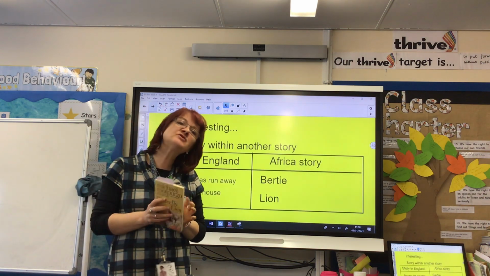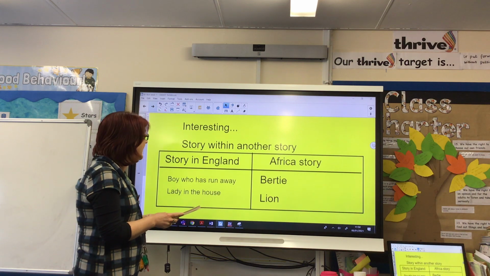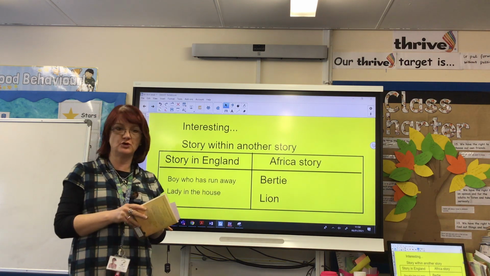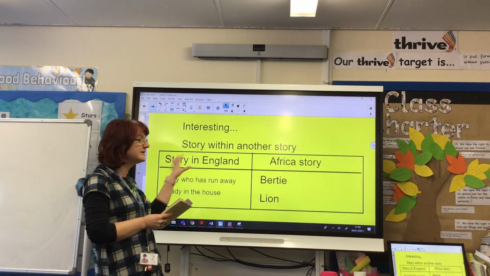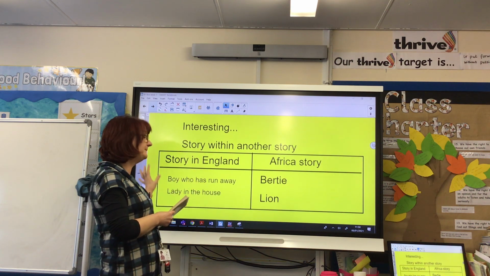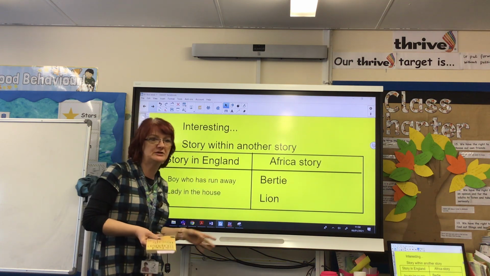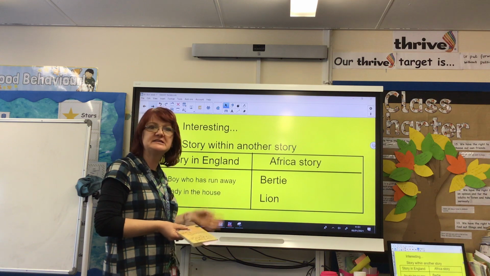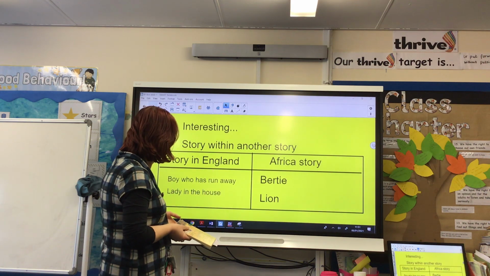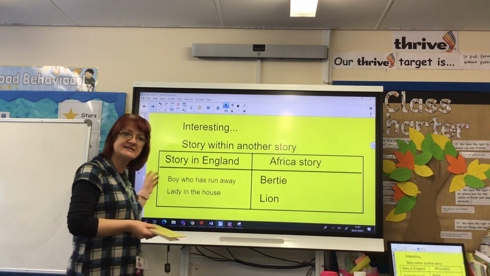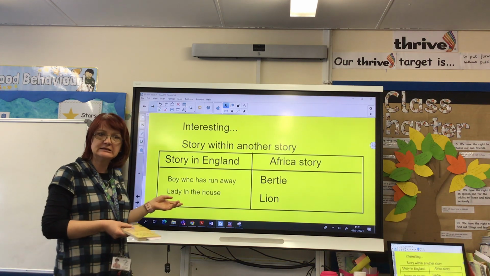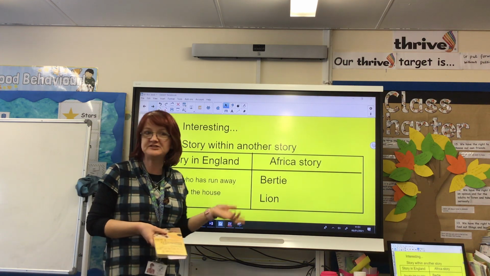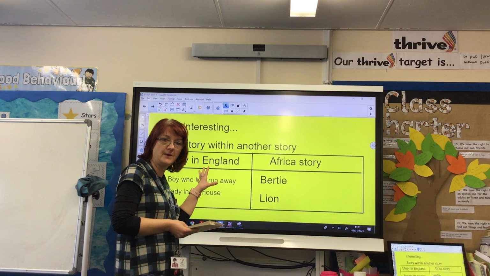What's really interesting about this story is it's a story within another story. So at the beginning, we've got this story going on in England. We've got a boy who runs away from school because he's unhappy, he's lonely, he misses his parents, he's being bullied. And he runs away and he finds this house and he finds the lady. And they sit down and they have scones and they have tea. So we've got this story going on.